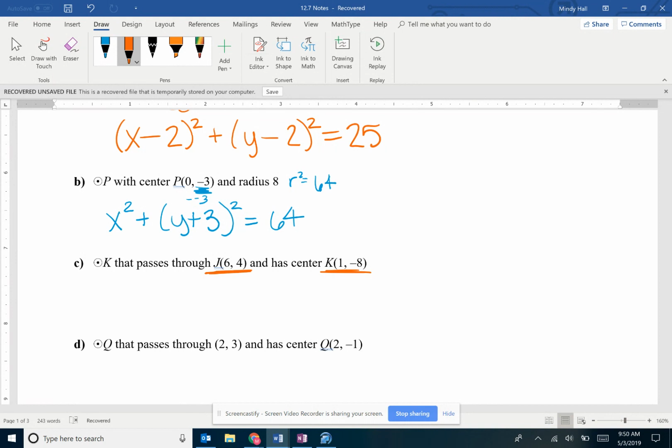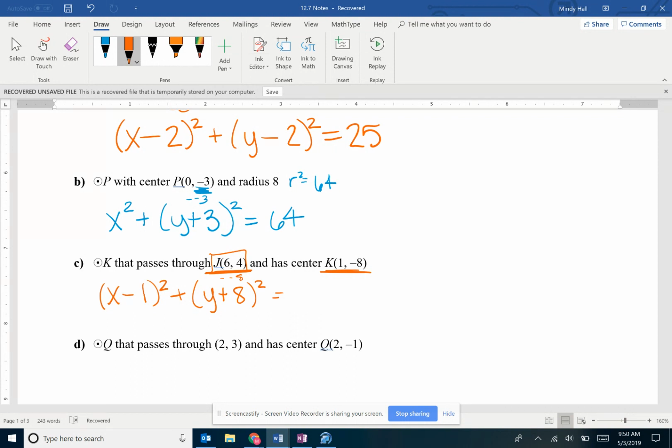So the reason why this point helps us is because we can find the radius. What I like to do is just write the equation and leave some space. Because my center is at (1, -8), I'm going to have (x - 1)^2 + (y - -8)^2. So minus -8 makes it a positive 8 squared, equals r squared, which we don't have the radius yet.